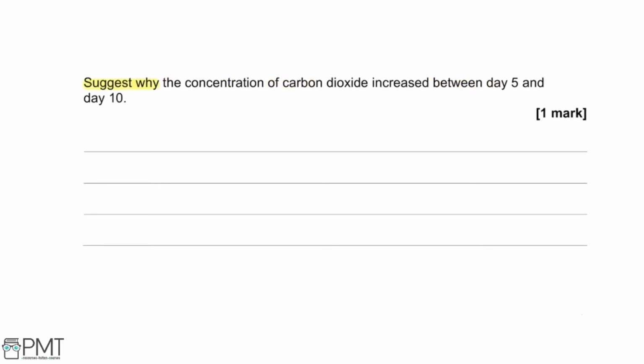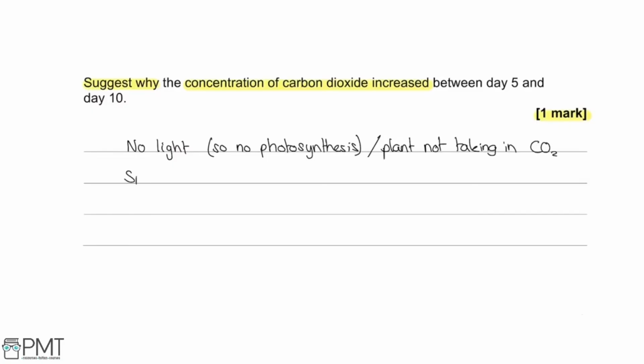Suggest why the concentration of carbon dioxide increased between day 5 and day 10, and this is worth 1 mark. We read that day 5 in this experiment is when the test tube was covered by black paper, so no light was reaching the organisms inside. No light means no photosynthesis, so the plant would not be taking in carbon dioxide. However, the snail and the plant are still respiring, meaning they're still producing CO2 and causing an overall increase.